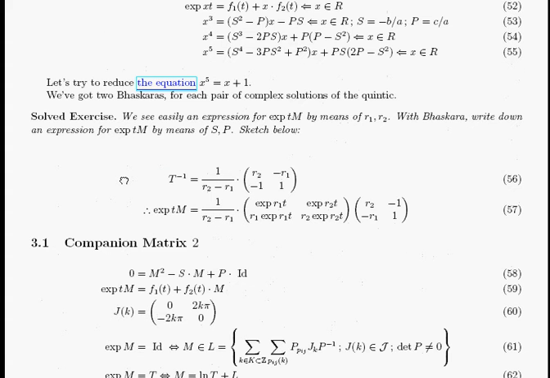And here is the conclusion. The exponential of Tm is the inverse of T, 1 over the determinant, multiplied by the exponential matrix multiplied by the matrix with rows R2, minus 1, and minus R1, 1. So without separating R1 from R2, we cannot solve the system.